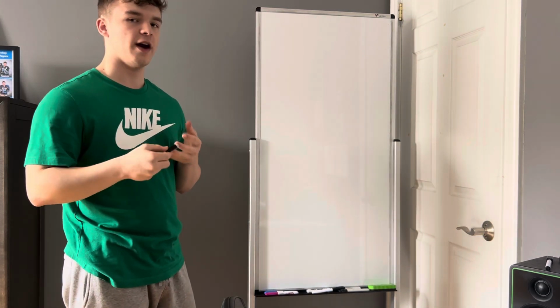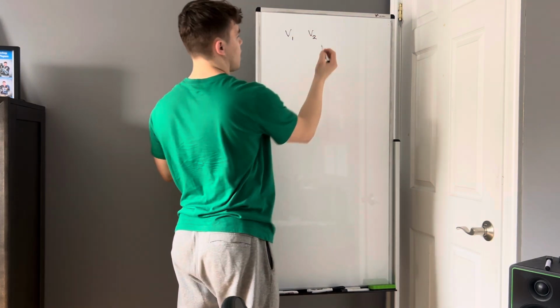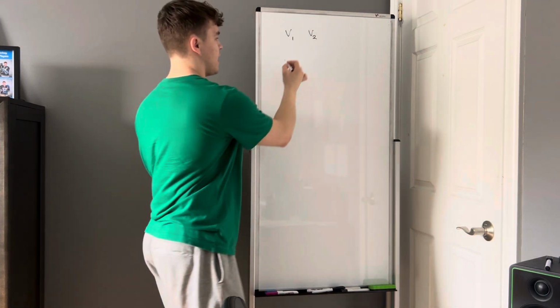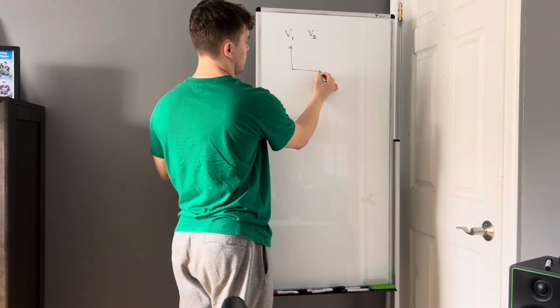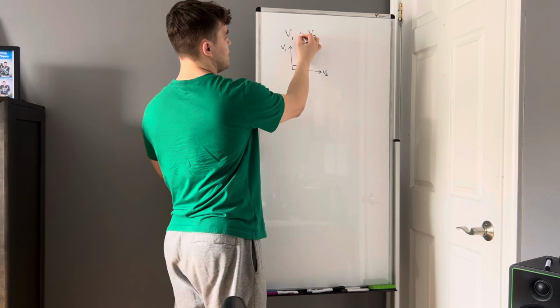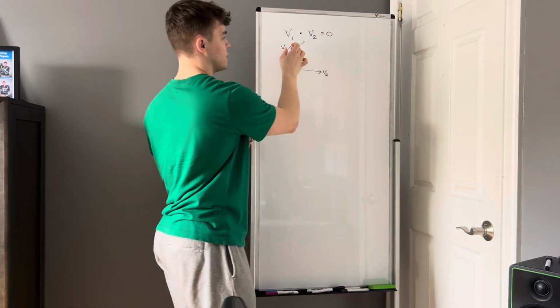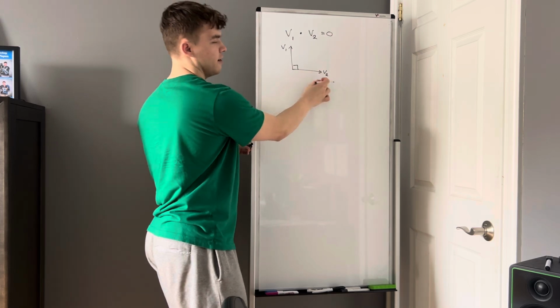Now, if two vectors, v1 and v2, are orthogonal, or in other terms, have a right angle, then we can say that v1 dot producted with v2 is going to equal 0 because there's no v1 in v2.